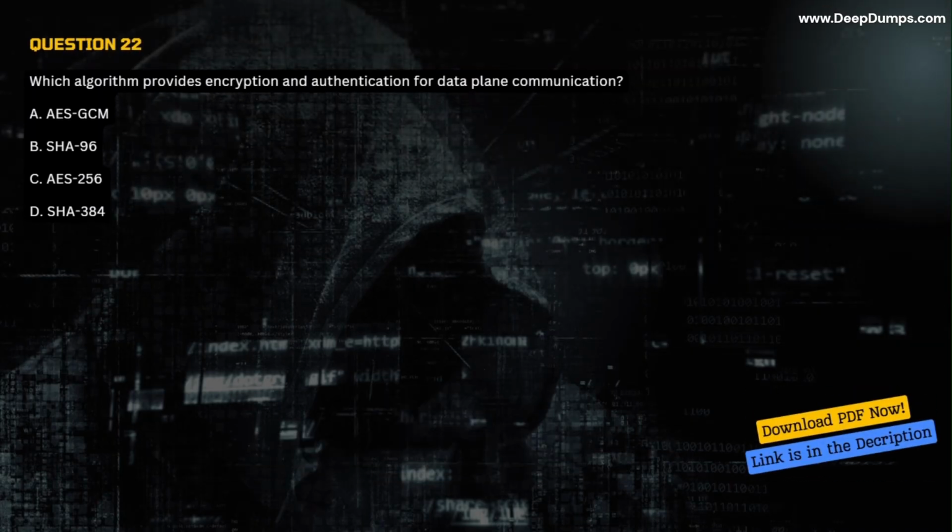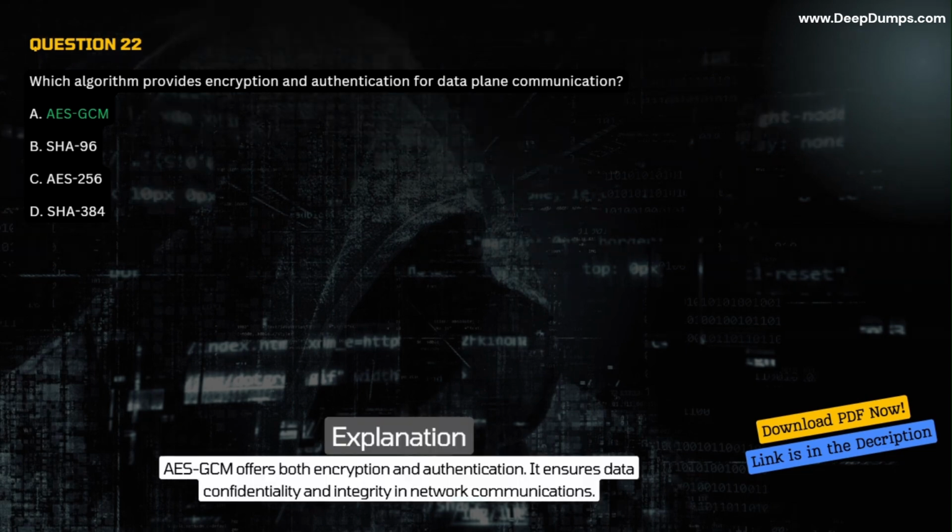Question 22. Which algorithm provides encryption and authentication for data plane communication? A. AES-GCM. B. SHA-96. C. AES-256. D. SHA-384. Correct answer A. AES-GCM. Explanation. AES-GCM offers both encryption and authentication. It ensures data confidentiality and integrity in network communications.